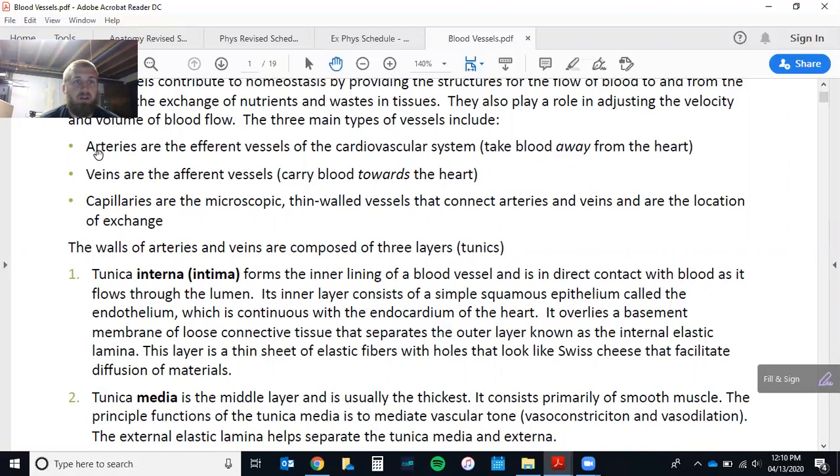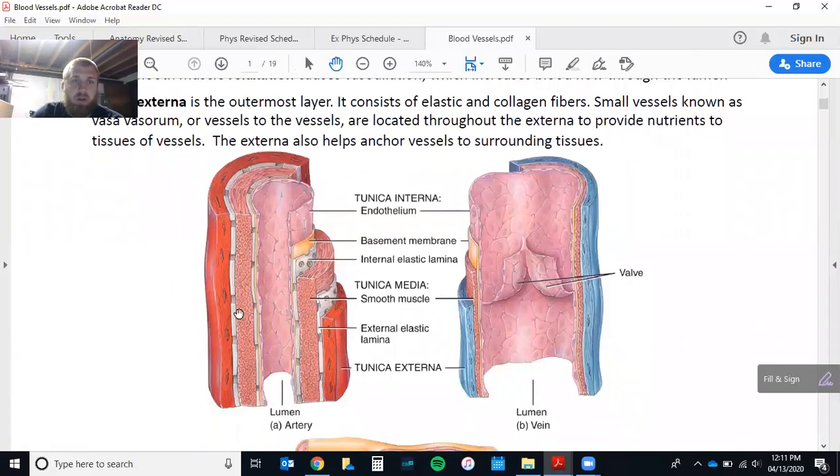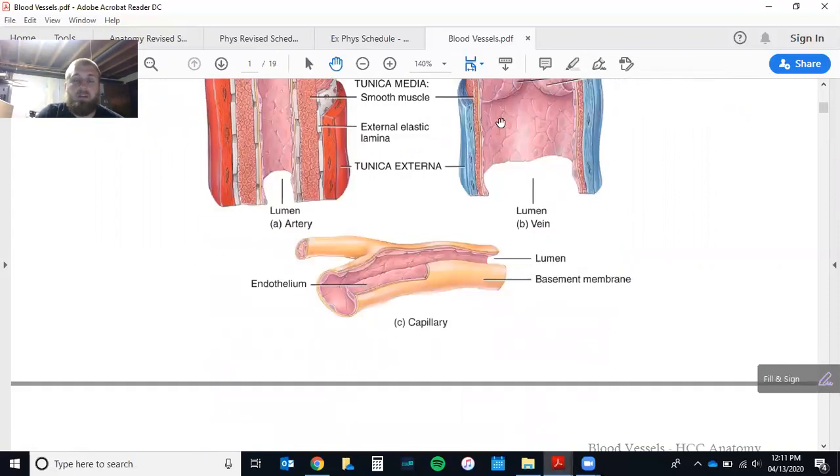In between arteries and veins are what we call capillaries, and I always say this is where the magic happens. These are microscopic, thin-walled vessels that connect arteries and veins. More importantly, they're the site of the magic because they're the location of exchange. At the bottom here, we have an illustration on the left of an artery. We typically use red to denote vessels that carry oxygenated blood, so that's why this artery is colored red. Over on the right, there's a vein. Typically, we see veins colored blue because they carry deoxygenated blood. And on the bottom there is our capillary.